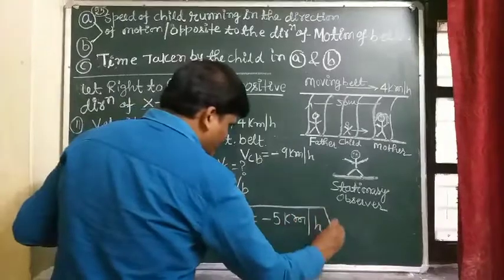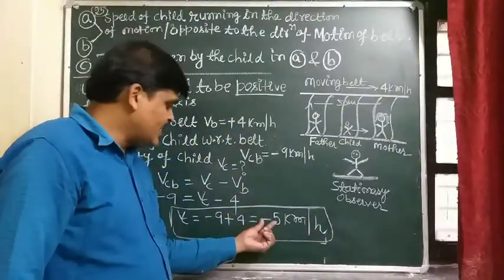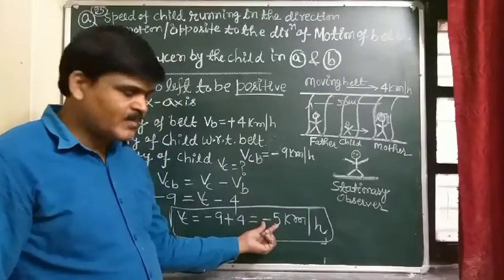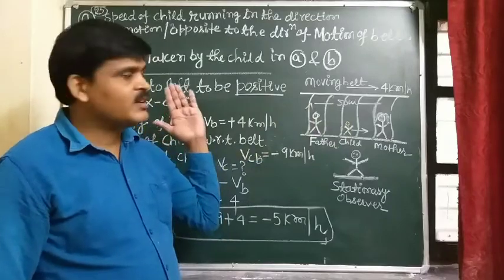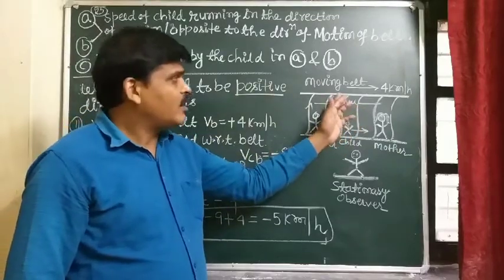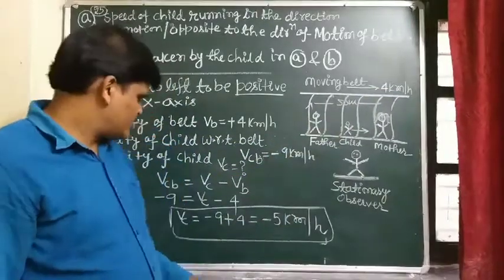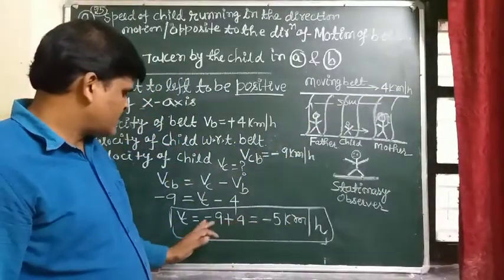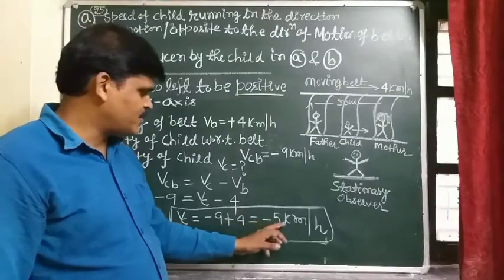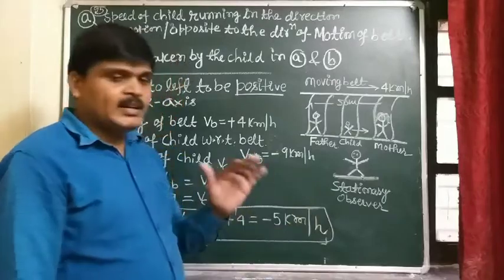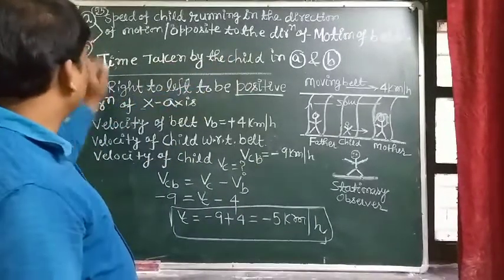So the magnitude of this velocity, the speed, is 5 kilometer per hour. The negative sign shows that the child appears to move in the opposite direction of the motion of the belt. So VC, the velocity of the child in the second case, B case, is minus 5 kilometer per hour.